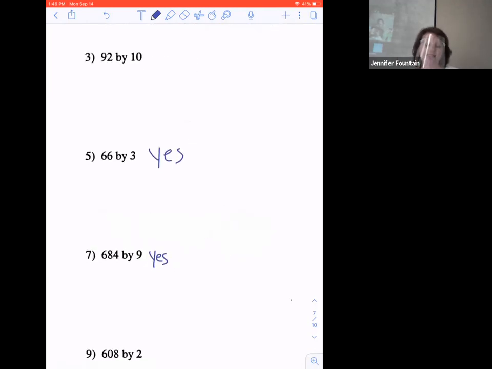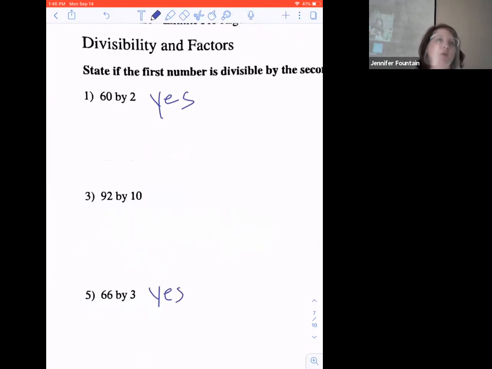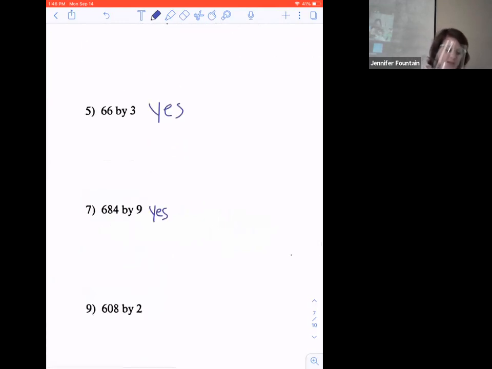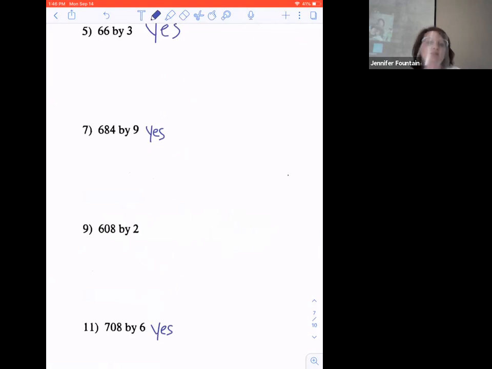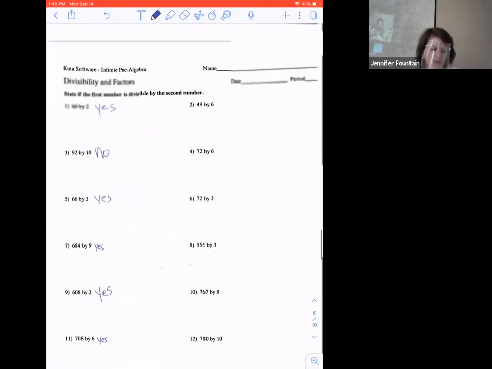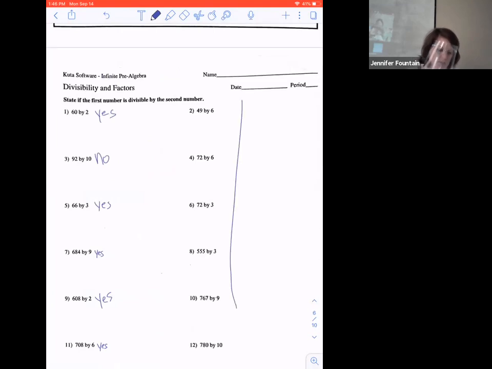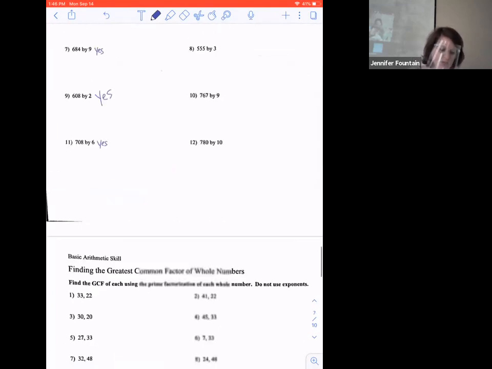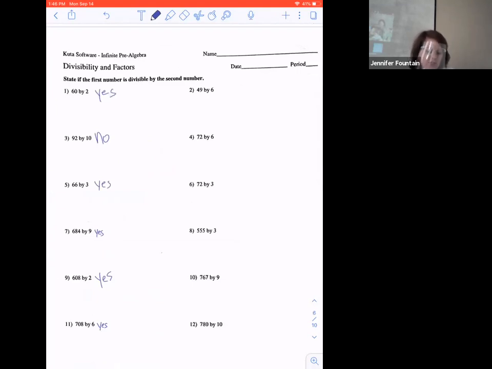And then what about 10? It has to end with a 0. So number 3, is that divisible by 10? No, because it's 92. It ends with a 2, not a 0. So let's look at number 9. Is that divisible by 2? Yes, because it is even. We did all of those. I think that's all on this page. So let's go ahead and do 2 through 12 evens for homework.